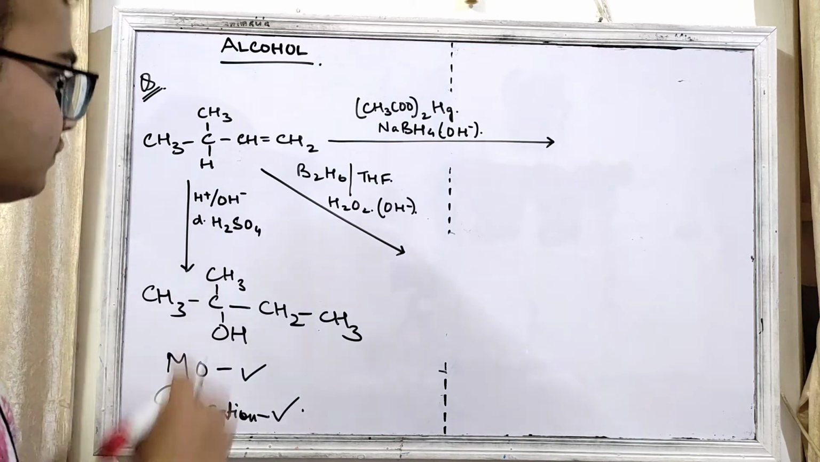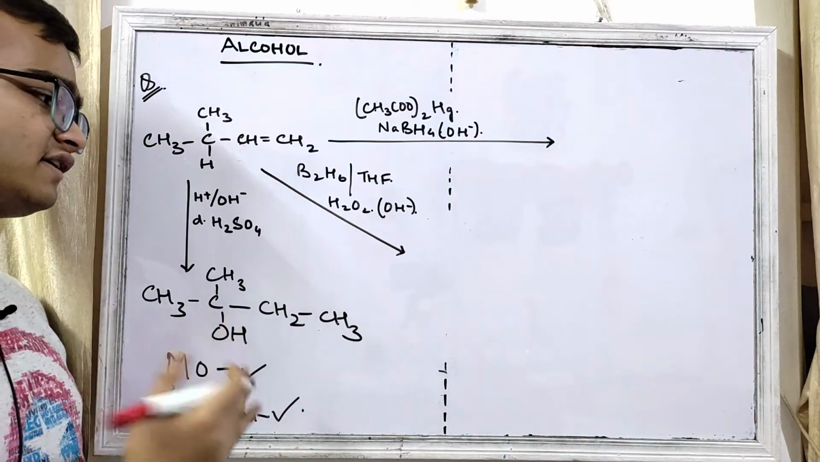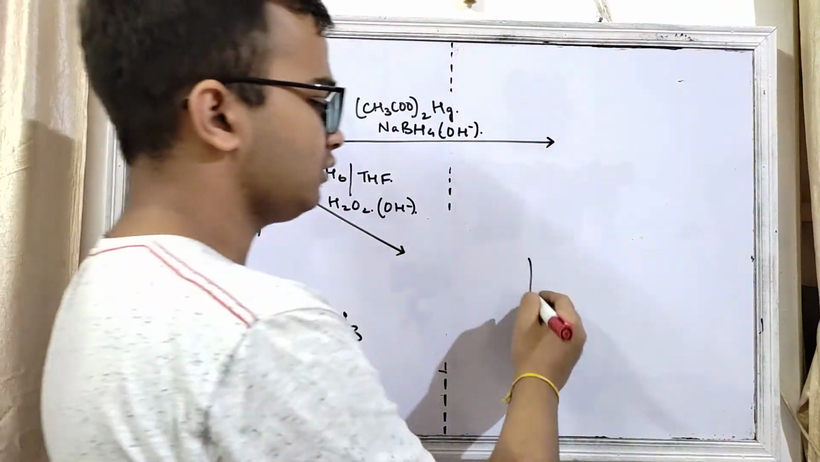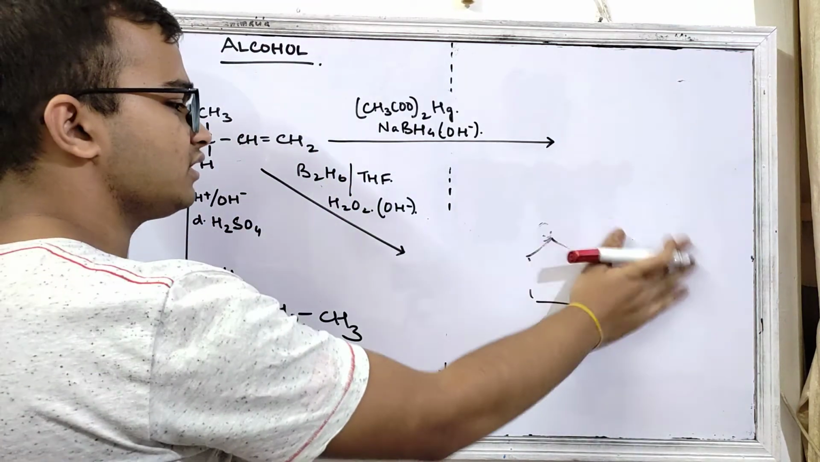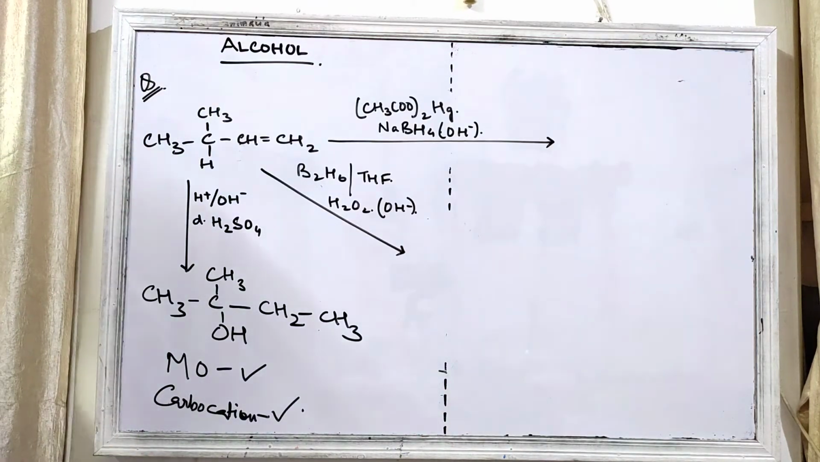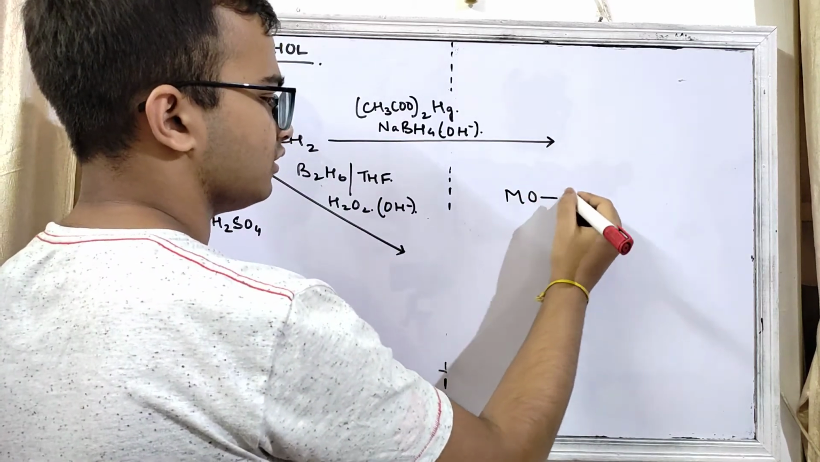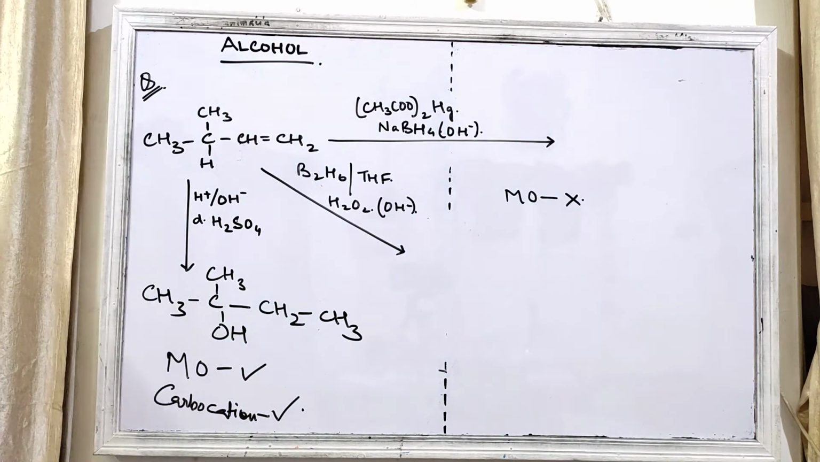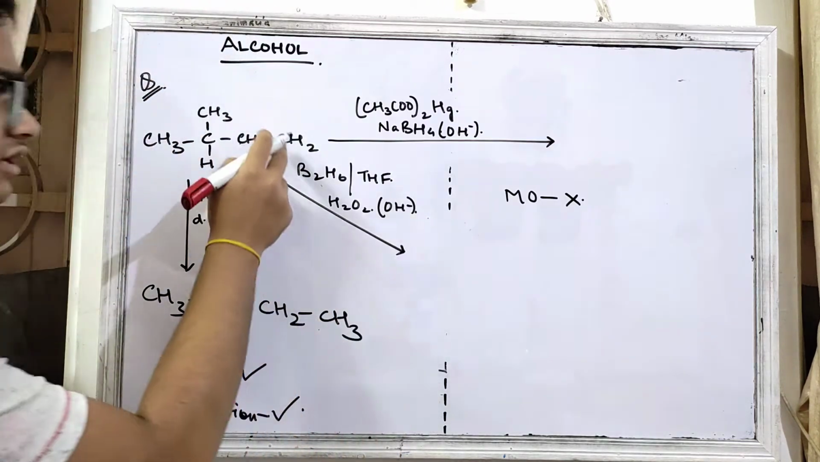Now, in the second case, this is the hydroboration oxidation, where we are taking diborane, and this is called tetrahydrofuran. Tetrahydrofuran looks like this: this is the furan ring. We are taking it in the presence of H2O2, which is the peroxide. As a result of this, here we know that the Markovnikov rule is not being followed, so there is no question about carbocation formation. The anti-Markovnikov rule is being followed, so the OH will attack over here.